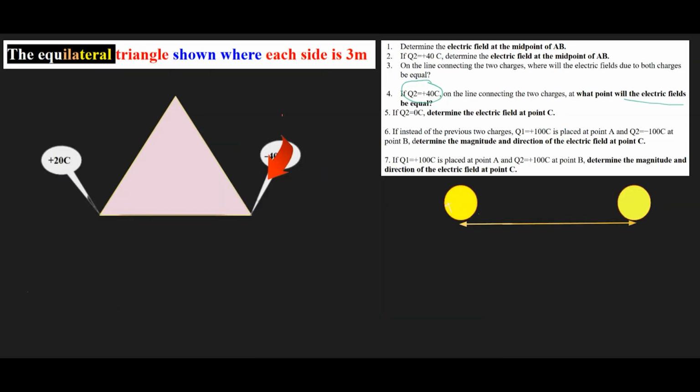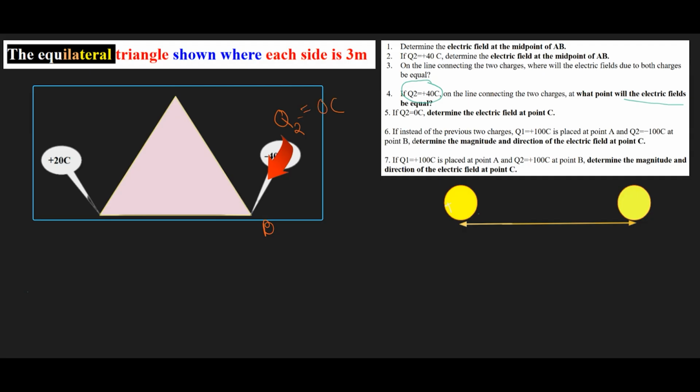Question number 5. Now consider Q2, it means at B point Q2 is equal to 0 coulomb, right? This is the condition actually. Now what we have to determine is the electric field at point C. So this is point C. Here electric field will be what?